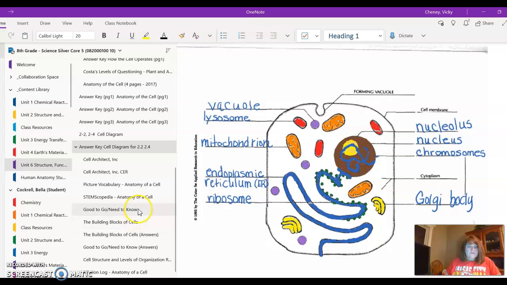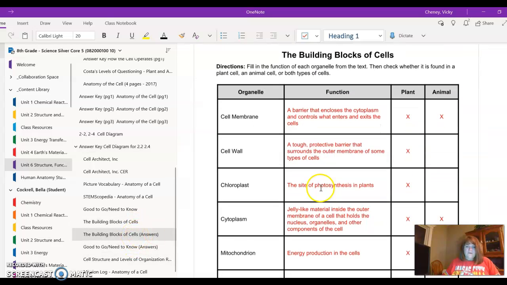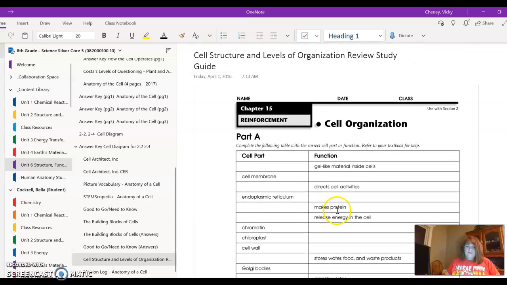I also posted, down here will be your building block answers that you can read through, and your cell structure. I will have the answer key for this also posted in the morning for you to look at. So you're going to take your test, your quiz. It's 20 questions. It is timed, and you only have 90 minutes to complete that. Once you start it, you cannot close out of it and start it back up again. You just have one try to do that.